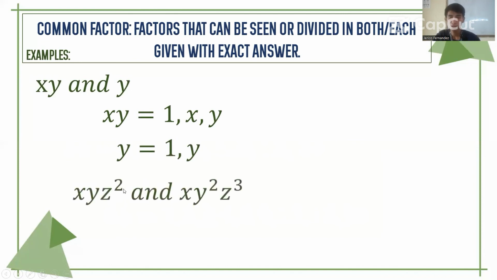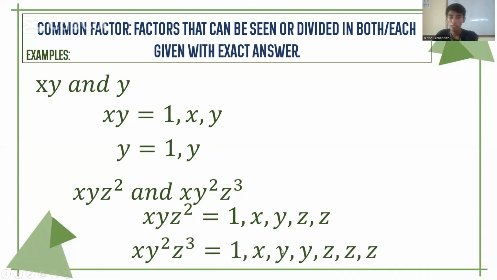Okay? xyz squared and xy squared z cubed. Ang factors ng xyz squared ay 1 times x times y times z times z. And the factor nitong pangalawa, 1 times x times y times y times z times z times z. So, ang factors nila, 1, x, y, isa, at dalawang z.